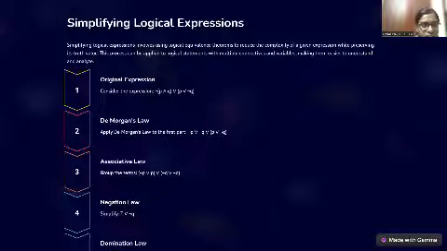Simplifying logical expressions involves using logical equivalence theorems to reduce the complexity of a given expression while preserving its truth value. This process can be applied to logical statements with multiple connectives and variables, making them easier to understand and analyze. So the first one is the original expression.